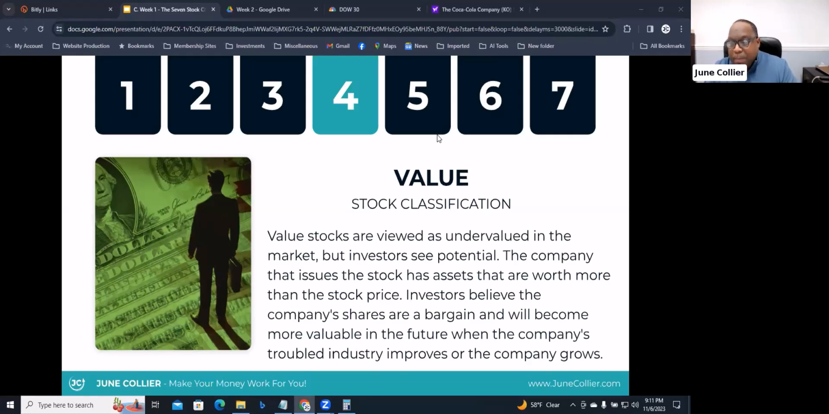So it dropped 10% off of some bad publicity, and then it was back up within 30 days. So those are the types of things that you're looking for when you look at a value stock. You're looking at a company that looks like a bargain deal, and you go in and you purchase that stock. Warren Buffett is a master at this.